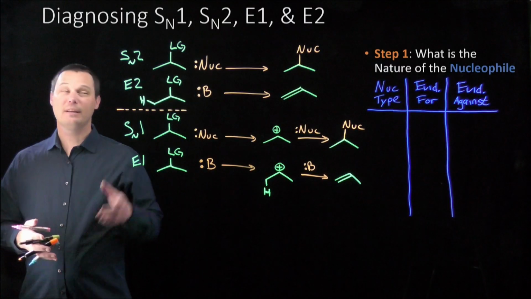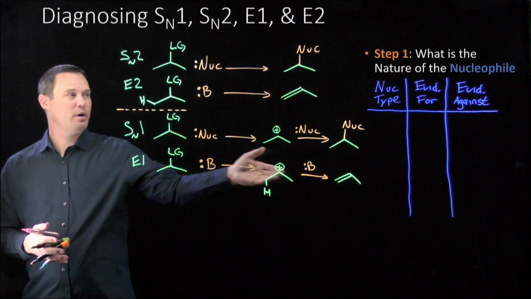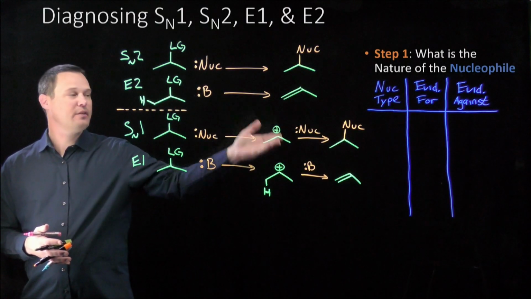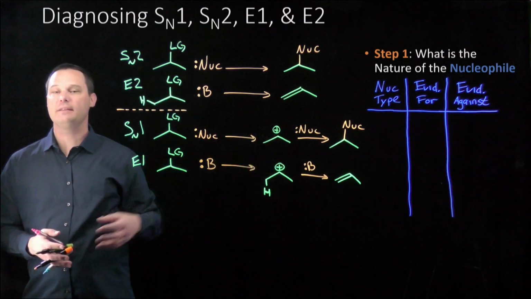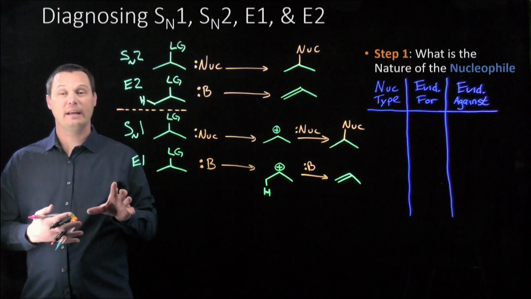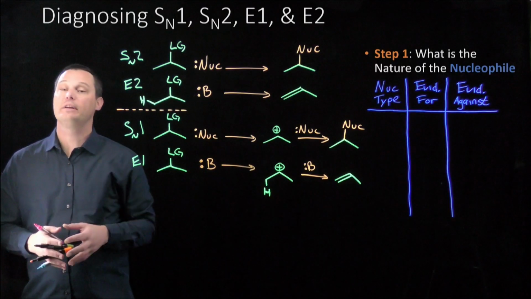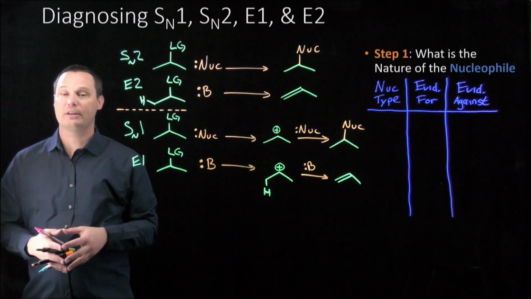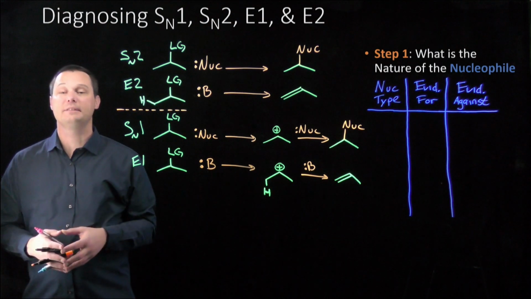The first big step in diagnosing our substitution and elimination reactions is to assess the nature of the nucleophile/base. We can classify the nucleophile/base as one of several types, and once we know what type of nucleophile or base it is, that will give us evidence for certain mechanisms and evidence against certain mechanisms. Let me go ahead and say right here at the outset, we cannot fully diagnose a reaction based only on one dimension. We can't only look at the nucleophile or base and decide exactly what reaction is going to take place. We have to go through all of these steps I'm about to lay out.